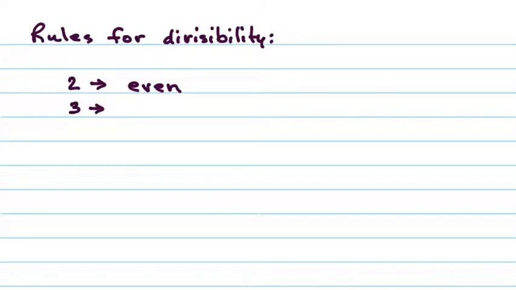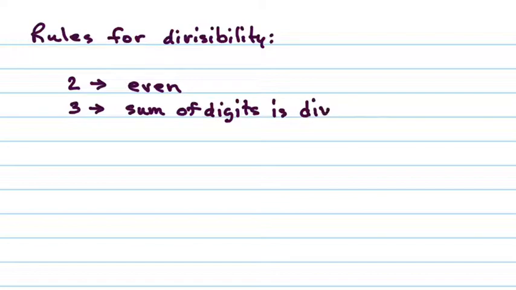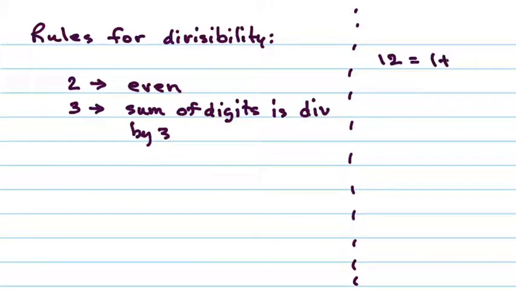For 3 is an easy one. If the sum of the digits is divisible by 3. I want to leave a little room over here for some examples. So 12, we all know that 12 divides by 3, right? But if you look at it using the rule, the digits are 1 and 2. Well, 1 plus 2 is 3. And does 3 divide evenly by 3?